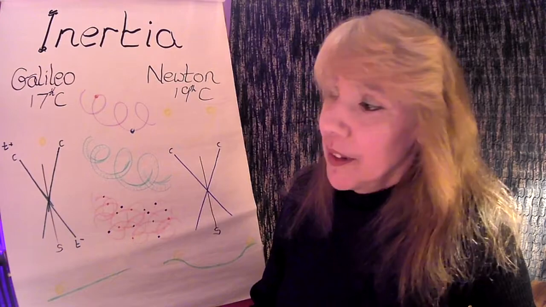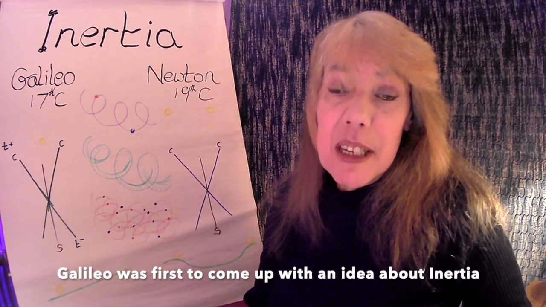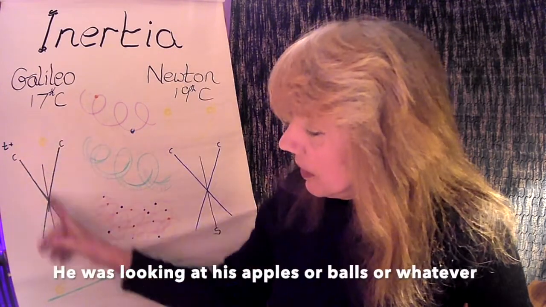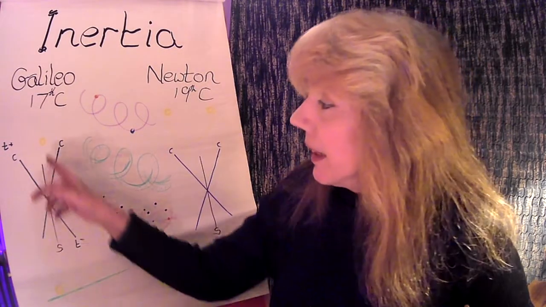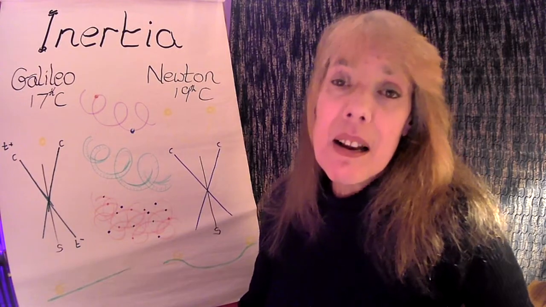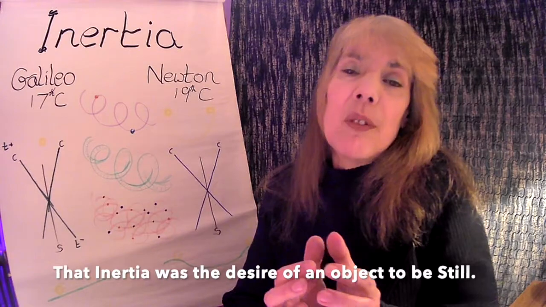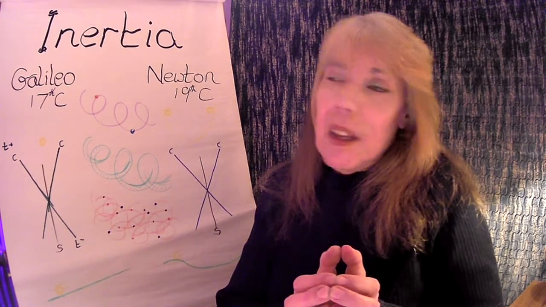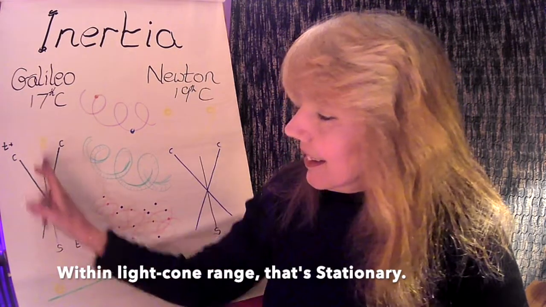Galileo was the first one to be coming up with any ideas really about what inertia might be, and he was looking at his apples or balls or whatever he was looking at and deciding that they wanted to be still. Inertia was the desire of an object to be still. So within the light cone range, that's stationary.